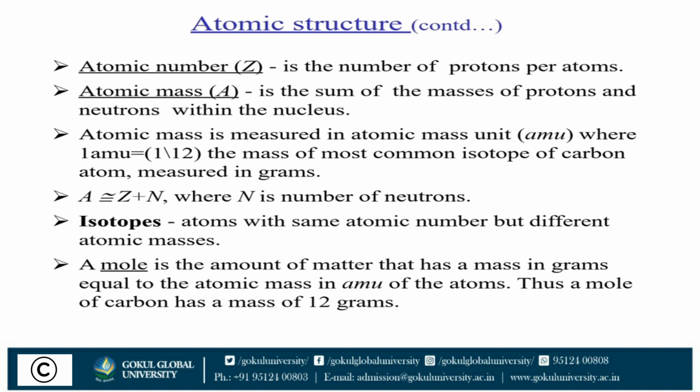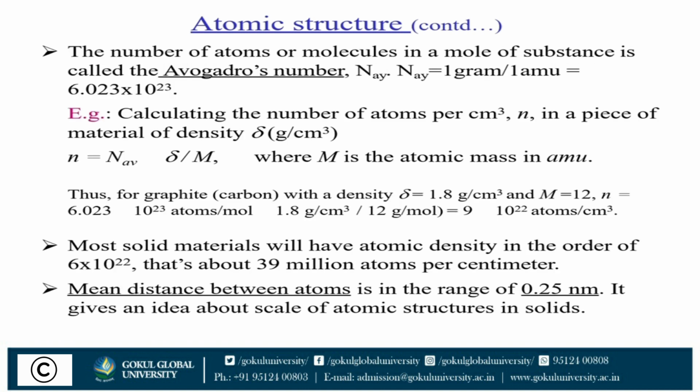What do you mean by isotope? Isotope is an atom with the same atomic number but different atomic masses. A mole is the amount of matter that has a mass in grams equal to the atomic mass in AMU of the atom. Thus, a mole of carbon has 12 gram. In the atomic structure of that material, the number of atoms or molecules in a mole of a substance is called the Avogadro number, that means N_A.